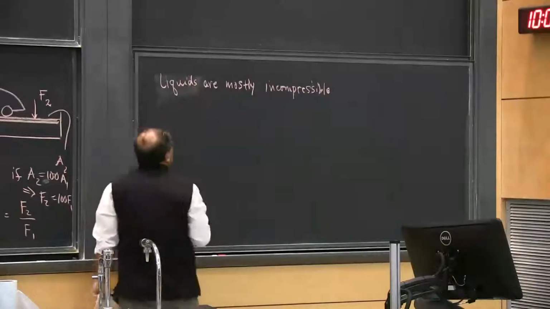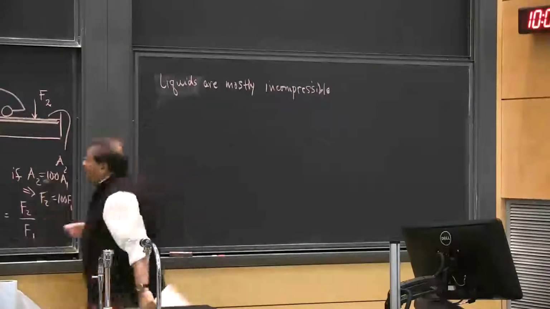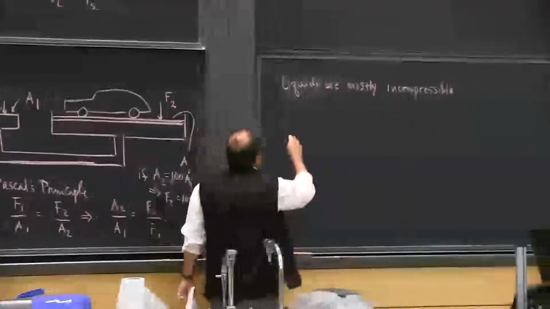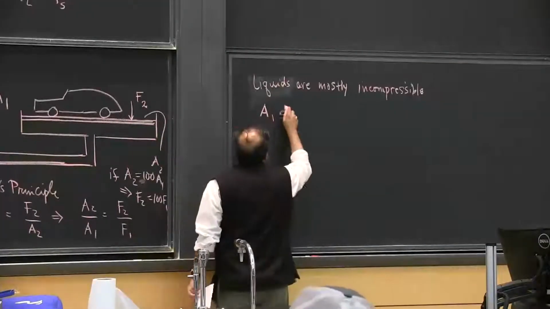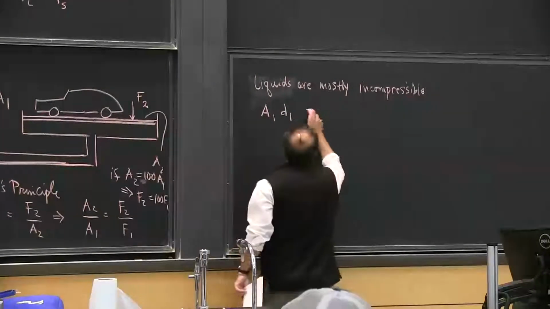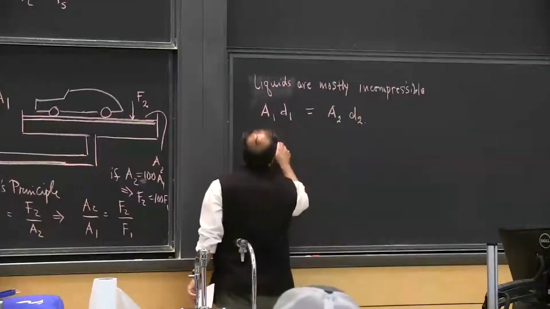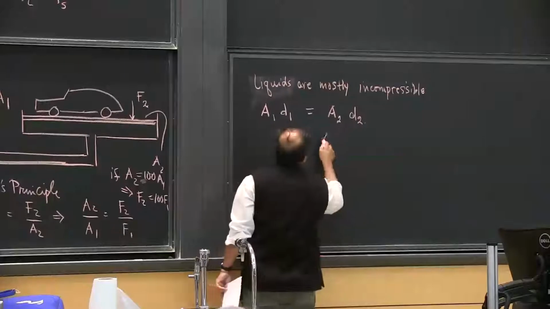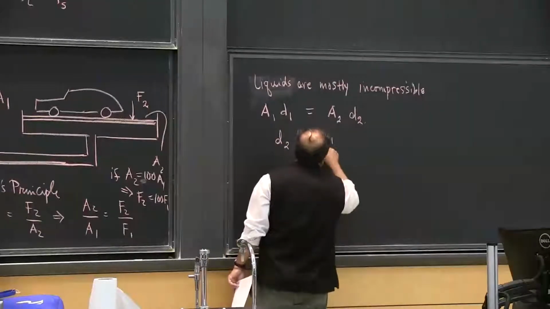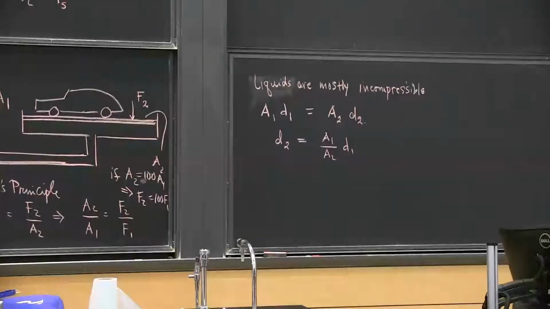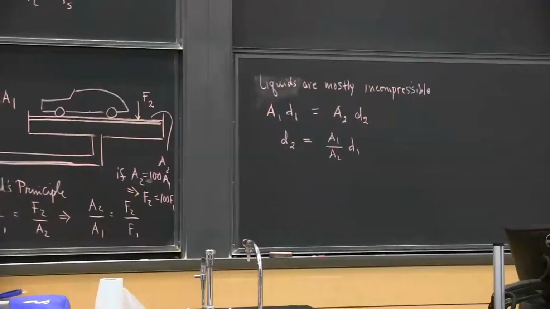are mostly incompressible, which would mean that if I depress this by some distance d1, then the volume of the fluid I'll be pushing down would be A1 d1, and if this is A2, then A1 d1 by the incompressibility argument must be A2 d2. So d2 then would be A1 over A2 times d1. So as you can see, it's A1 over A2, the inverse of A2 over A1, that controls by how much the car will rise.